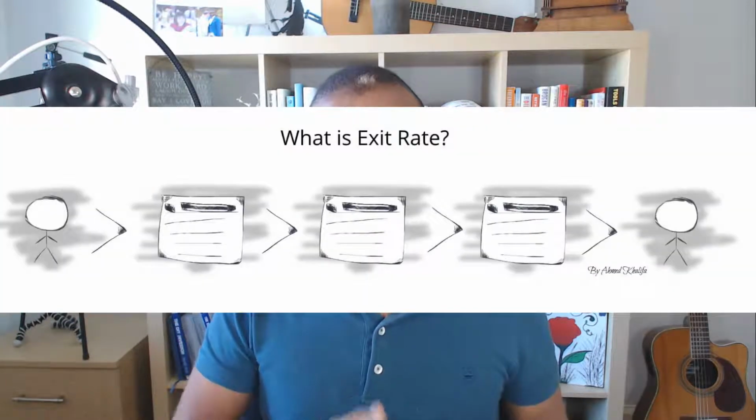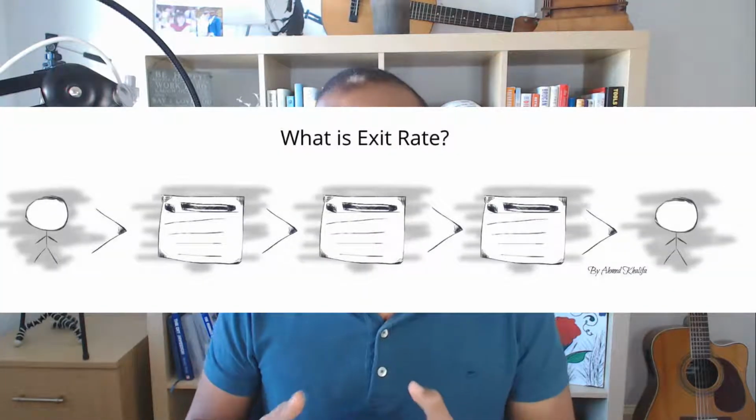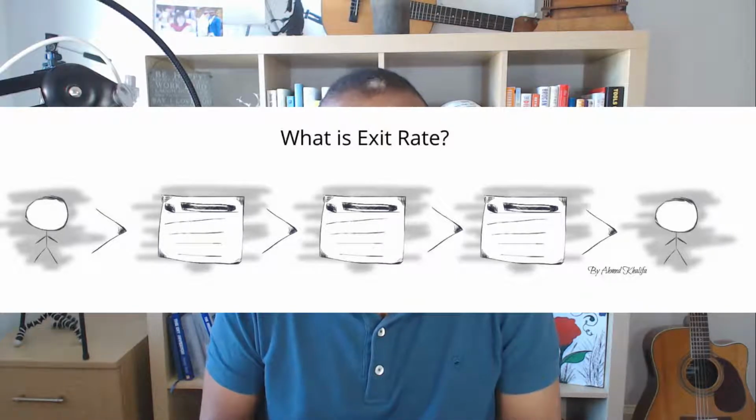Now exit rate is very, very different, and this is the percentage of people who have left your site from that particular page. And it could be as a result, for example, when they have landed on your home page, found the page by navigating through it, and then left that site. So the exit rate is the percentage of people who left that particular page after they found it from a home page. It's very different to the bounce rate, obviously.